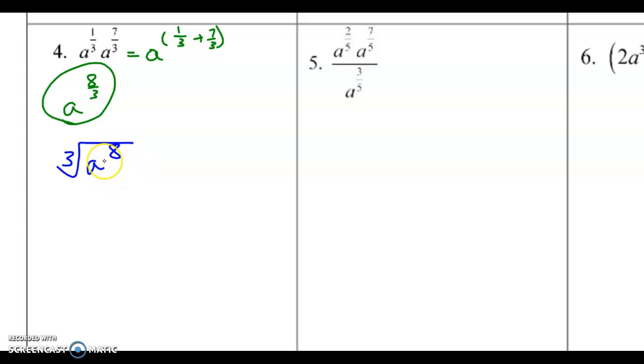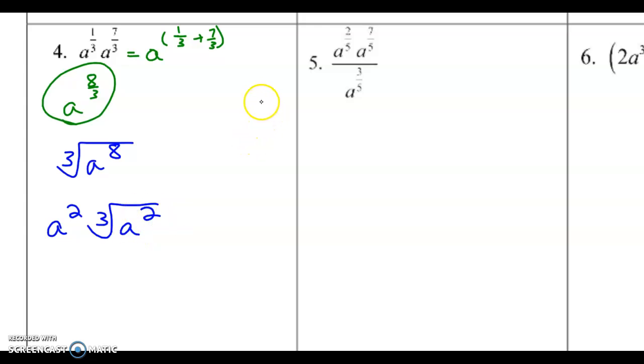So now we think, how many a's can I pull out in front? So every group of 3 a's, we can pull 1 out in front. Okay, so we can pull out 2 a's, so a squared, and you would be left with 2 of them.